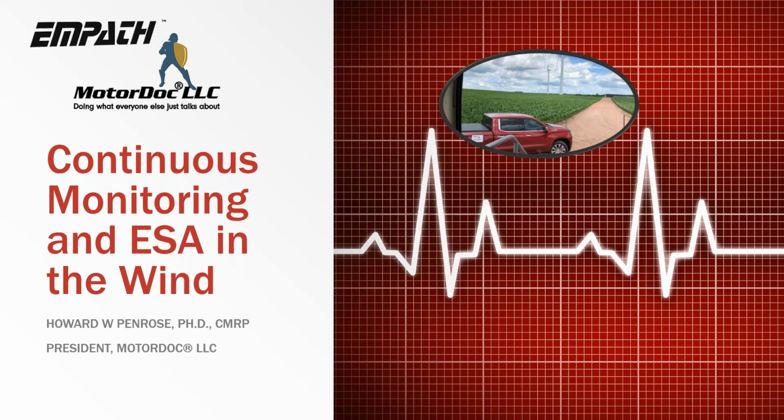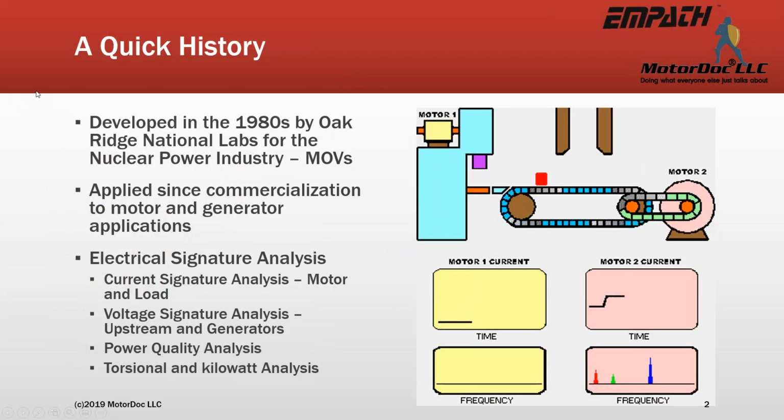So electrical signature analysis is not something brand new. It was developed by Oak Ridge National Labs in the 1980s, by a gentleman by the name of Howard Haynes. That animation on the right is from one of his presentations. It's been applied in the nuclear power industry, which is what it was originally developed for, in particular for motor operated valves.